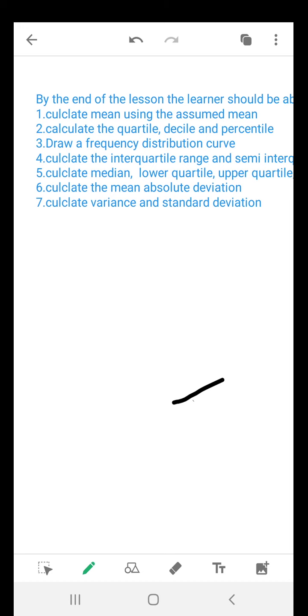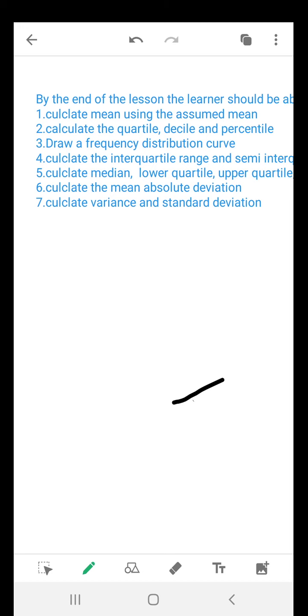Then number 2, how can we calculate the quartile, the decile, and the percentiles? You remember in Form 2, you looked at how we can calculate the median. So we are extending here to calculate the quartile, the decile, and the percentile. After we have calculated the quartiles, we shall look at the upper quartile and the lower quartile.